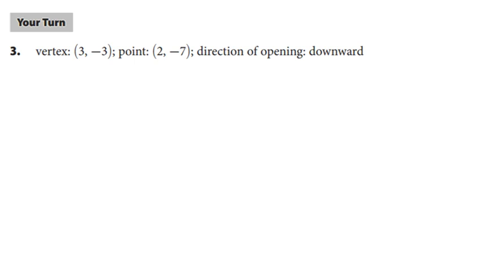Next, your turn. Vertex of (3, -3), and point (2, -7), direction opening downward. Okay, pause the video, work it out, see if you can get this right. Okay, so h comma k is equivalent to the vertex. So we would say h is equal to 3 and k is equal to -3.